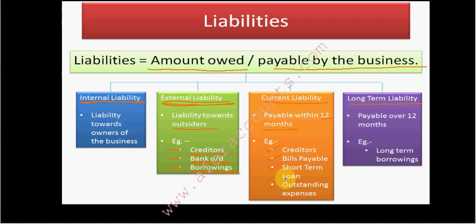Outstanding expenses, that is expenses which are due but not paid yet. For example, the salary of an employee who has worked for the month of March, but I am paying him in the month of April. So in the month of March it is due, but I am not paying him right now. So it is outstanding expenses, which is my current liability. Long-term liability, which is payable over 12 months, is known as your long-term liability. An example is your long-term borrowings, which I need to pay over a year, are my long-term liabilities.